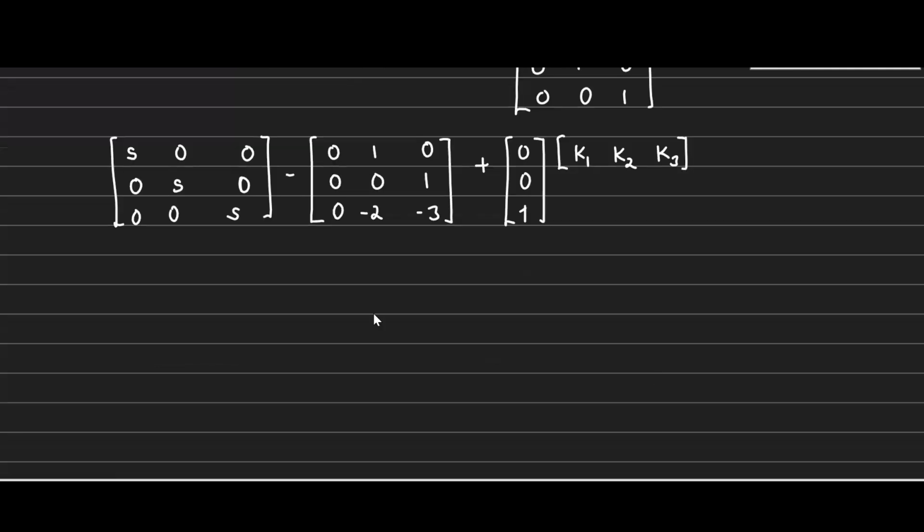All right, so let us subtract those two matrices first. So s minus 0, that is s. 0 minus 1, that is negative 1. And then you have 0 here, you have 0 here, you have s here, you have negative 1 here, you have 0 here, you have positive 2, and then you have s plus 3.